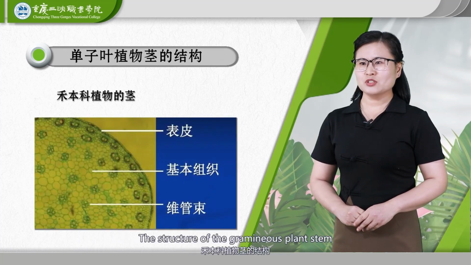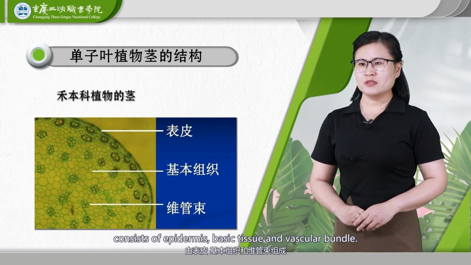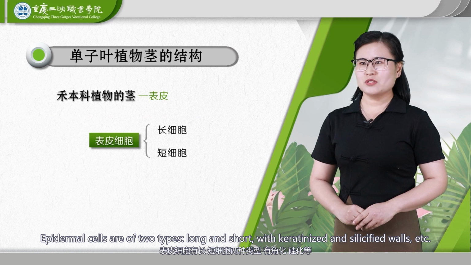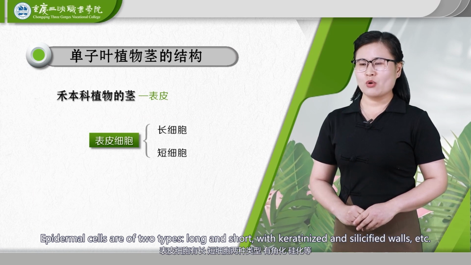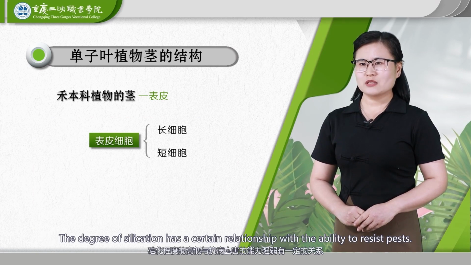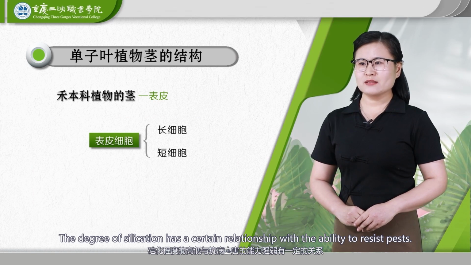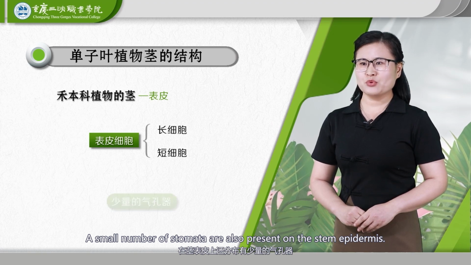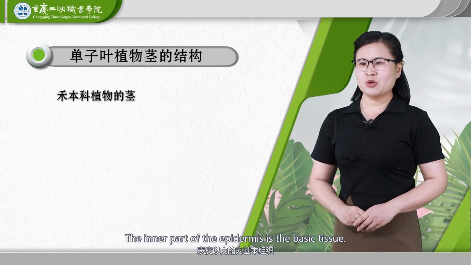The structure of the gramineous plant stem consists of epidermis, basic tissue, and vascular bundle. Epidermal cells are of two types, long and short, with keratinized and silicified walls, etc. The degree of silicification has a certain relationship with the ability to resist pests. A small number of stomata are also present on the stem epidermis. The inner part of the epidermis is the basic tissue.